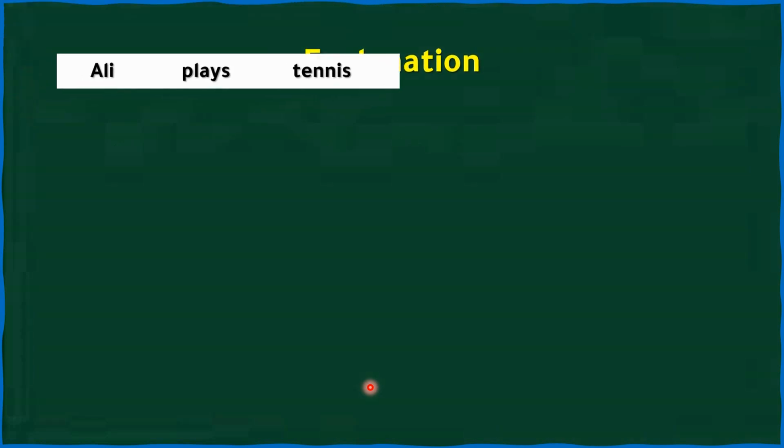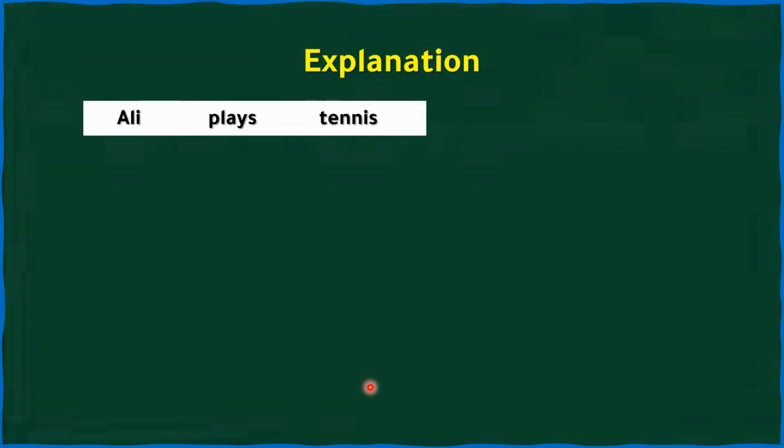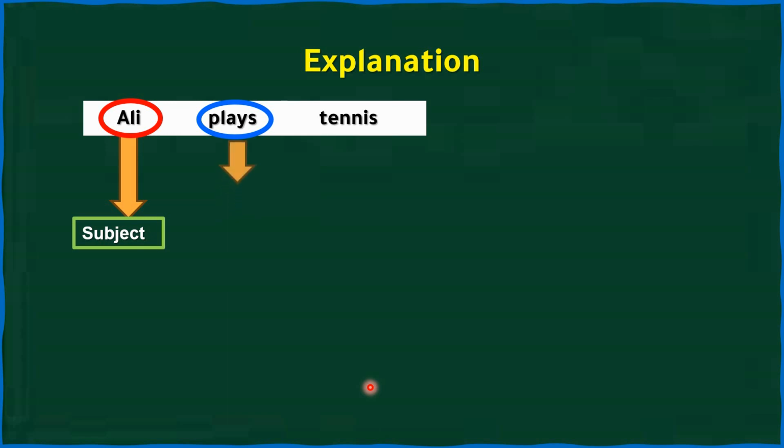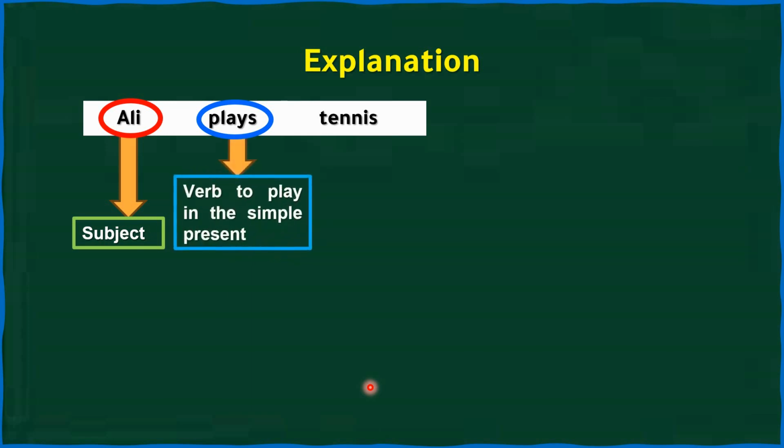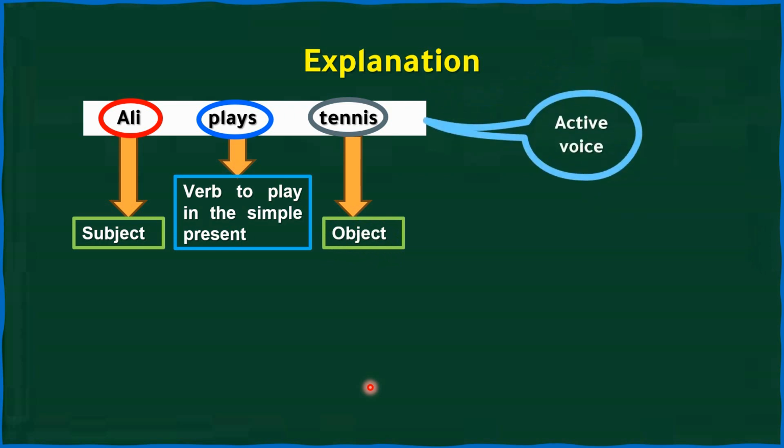Ali plays what? Tennis. This sentence contains the subject, which is Ali. The verb plays is in the simple present. And we have the object, which is tennis. This is for the active voice.